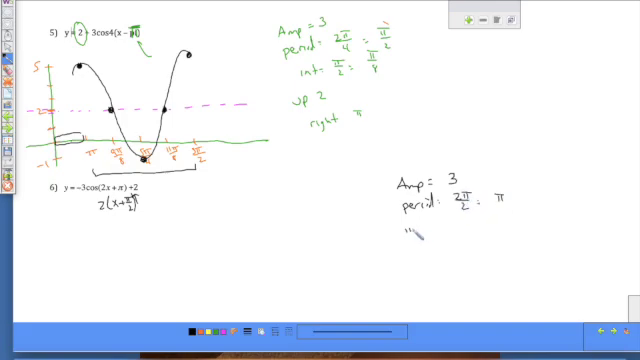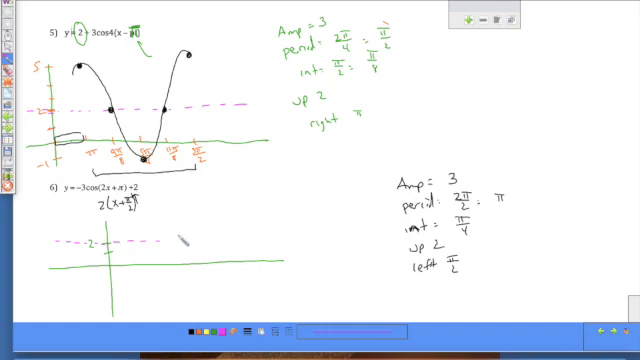Intervals are the period over 4. So that's pi over 4. Okay, we're shifting it up 2, and we're going left pi over 2 units. So that means we're going to start to the left of the x-axis. So let's do this. I'm going to start to the left of the x-axis. We're going up 2 units, so we're going up to 2. That's the axis of my graph, so I'll do that in purple. Sure, why not? My amplitude is 3. So I'm going to go up 3 to 5, down 3 to negative 1.